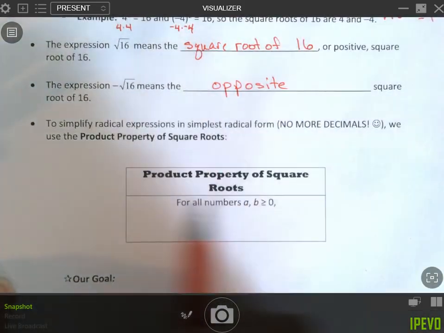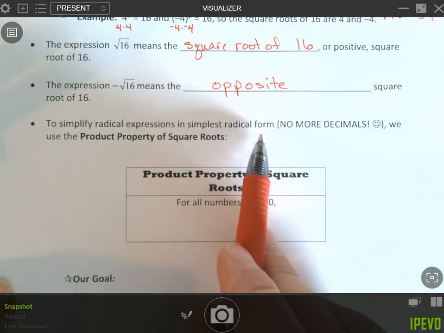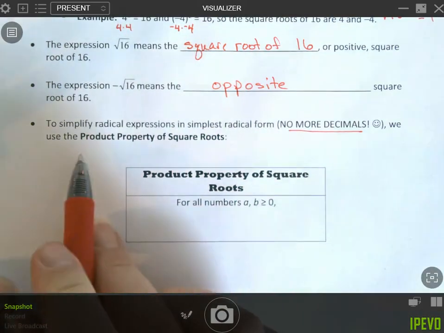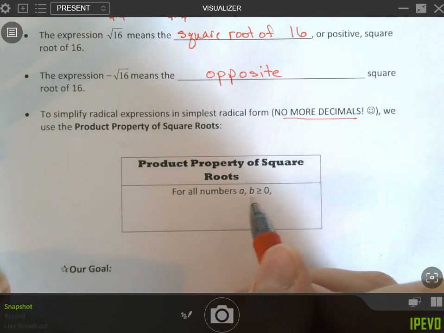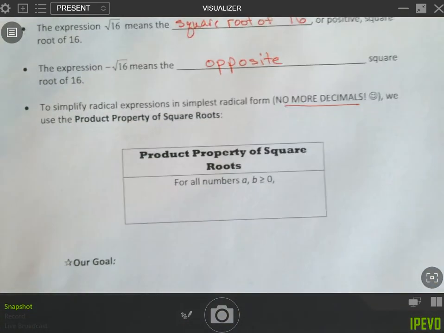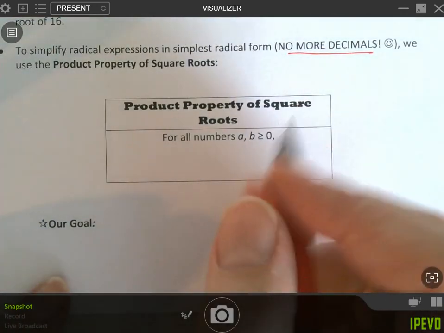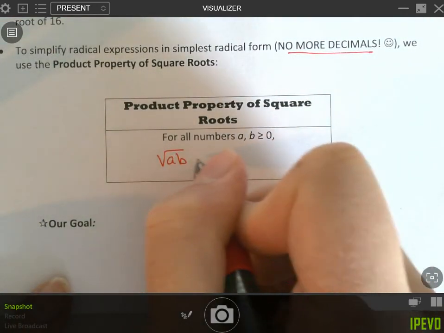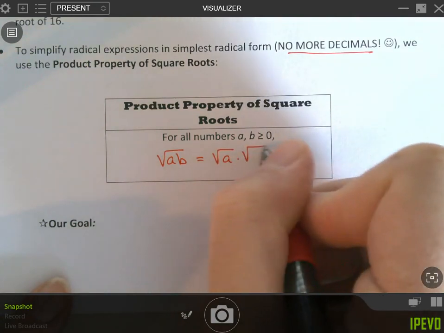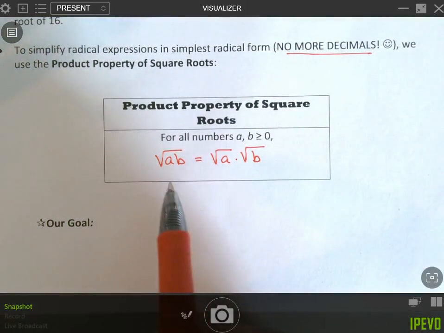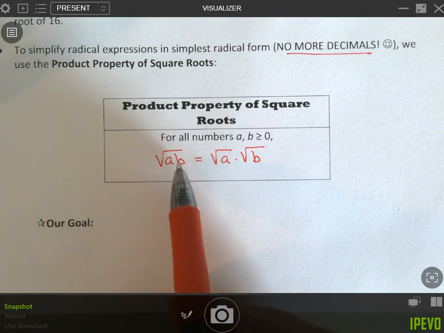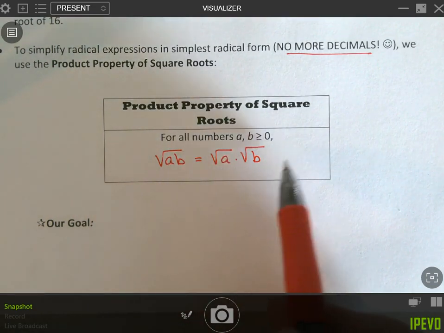Now, if you go through this, it says to simplify radical expressions in simplest radical form, no more decimals, we need to use the product property of square roots. So what's this property? Now, a and b both have to be greater than or equal to 0. And then the rule is this: if I have the square root of a times b, that is going to equal the square root of a times the square root of b. Again, all of this is Algebra 1, so you've all done this. It's just how much do you remember and how much of it were you told just to put in the calculator, because we're not just putting it in the calculator this year. So if I have multiplication, a times b, underneath one root, then I can break it up to the square root of a times the square root of b.